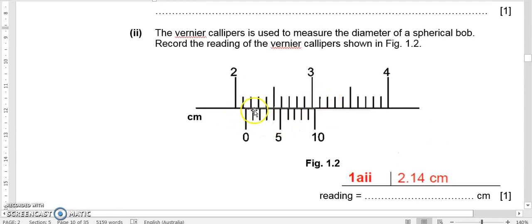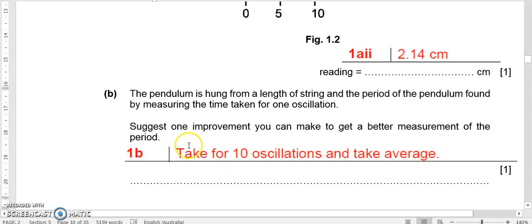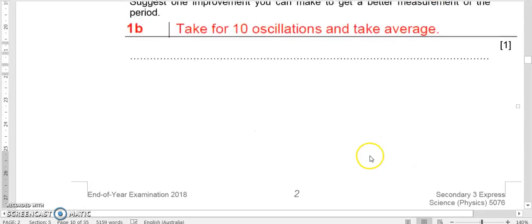Okay, so next one, how do we measure the reading over here? So first one is 2.1 plus the one that intersects, which is the number 4 over here on the vernier scale, so 2.14. Okay, how to improve this from our pendulum for measurement of a period? Take 10 oscillations or 20 oscillations. That's the first part. You got to mention about taking the average here.